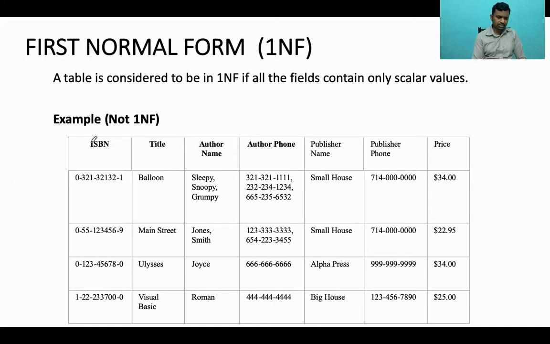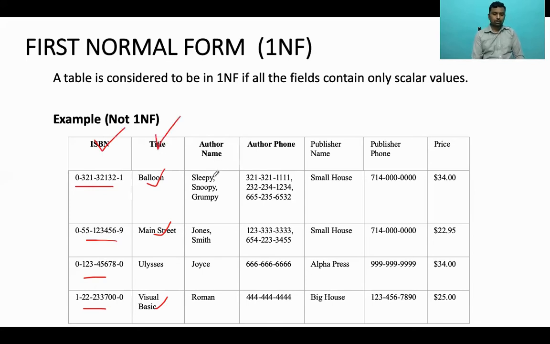Now here you can see this ISBN. I have only one value, no problem. Everywhere I have only one value, so no problem at all. And title, I have one. Here also one, here also one, here also one. Visual Basic is one single thing, since there is no space, it is coming in the second line. Now this ISBN, no problem, perfect, checked. Title, checked, no problem.